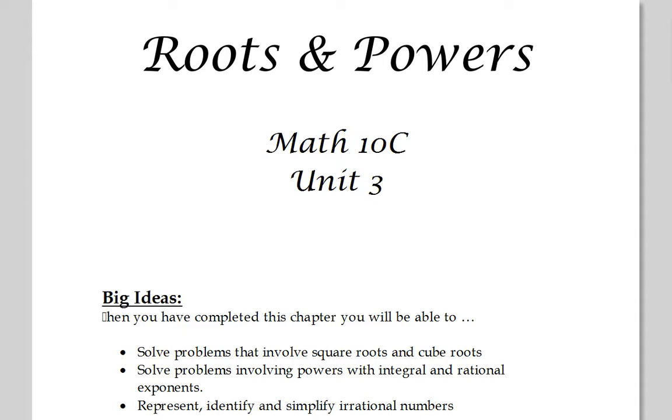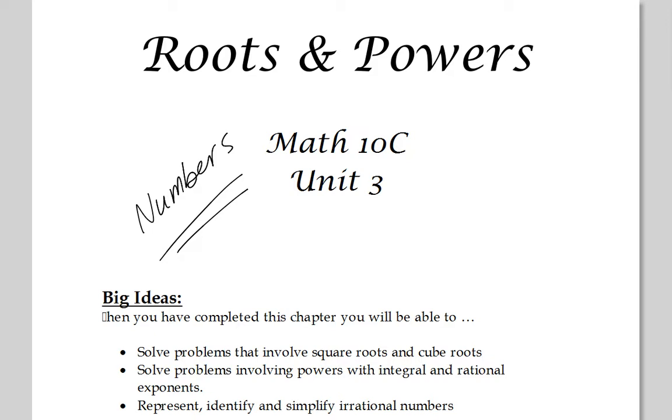Okay, so this will be chapter 3 in your textbook. And it's called Roots and Powers. Basically, what's going to happen in this section is a lot of work just with numbers. Okay, that's all we're going to be really working on, numbers.